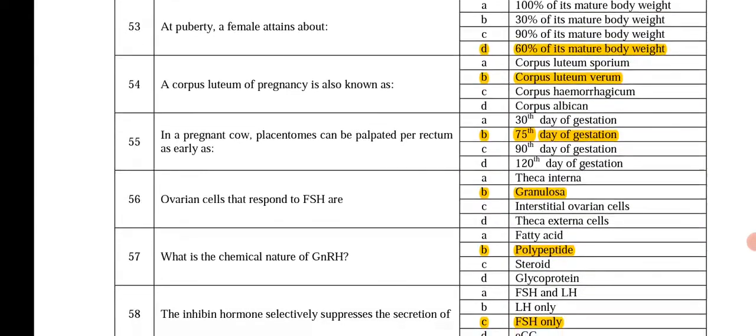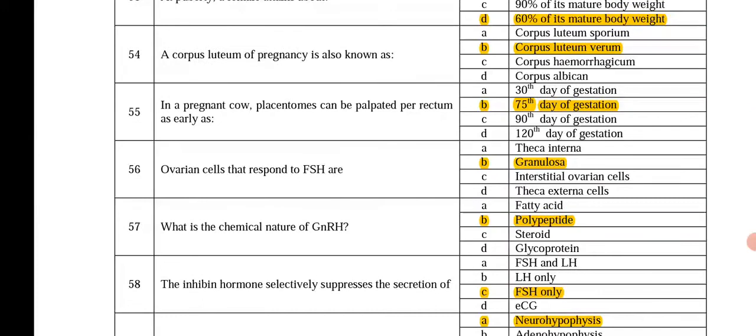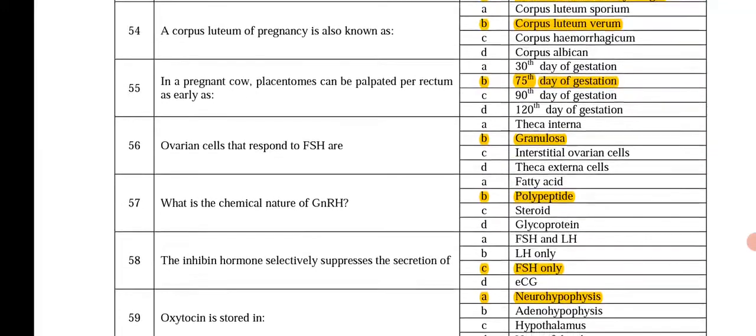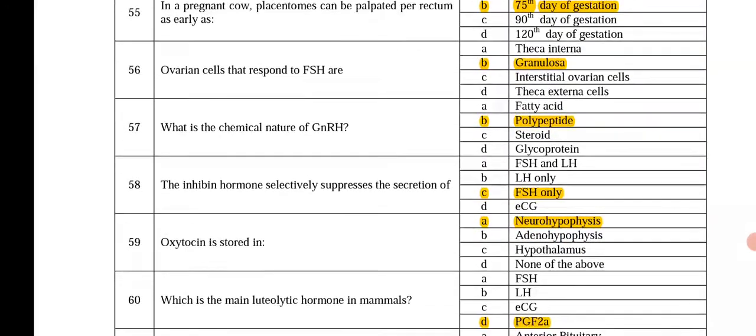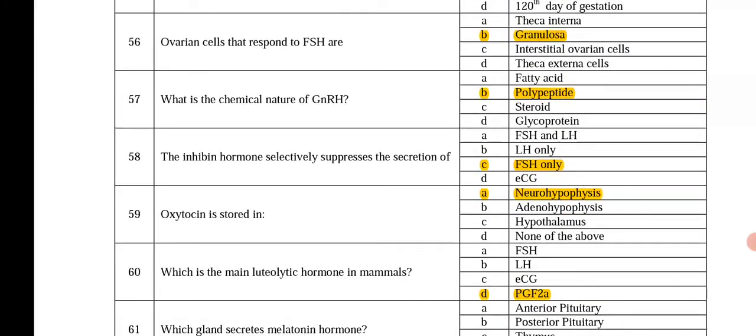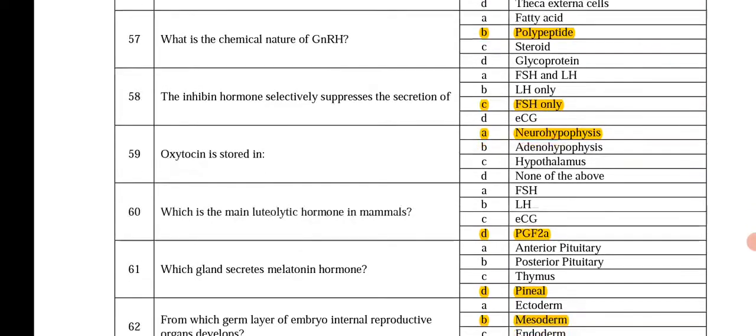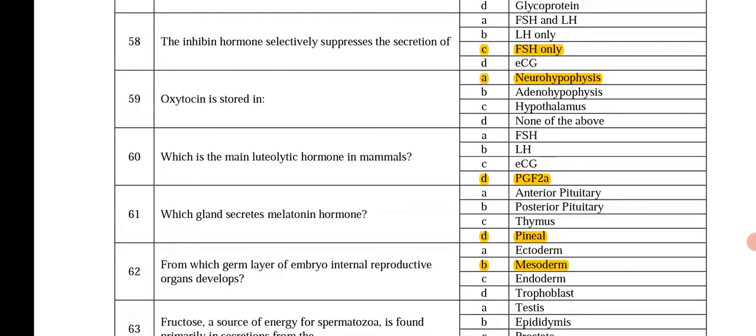Ovarian cells that respond to follicle stimulating hormone are granulosa cells. What is the chemical nature of GnRH? Polypeptide. The inhibin hormone selectively suppresses the secretion of FSH only. Oxytocin is stored in neurohypophysis. Which is the main luteolytic hormone in mammals? PGF2 alpha.